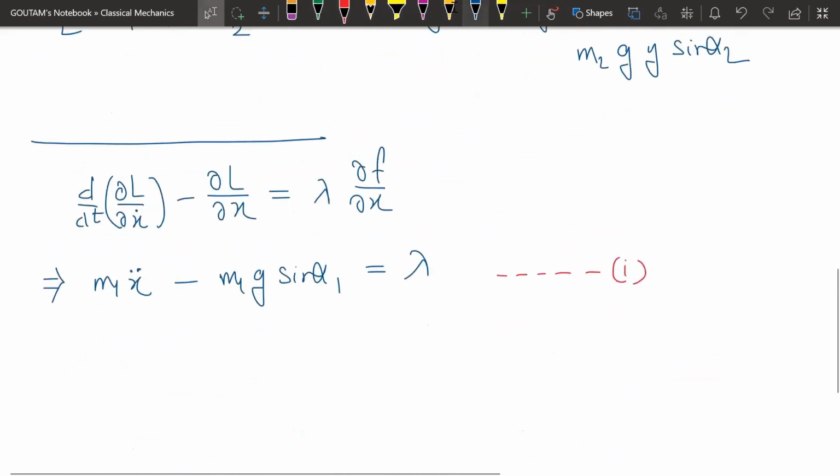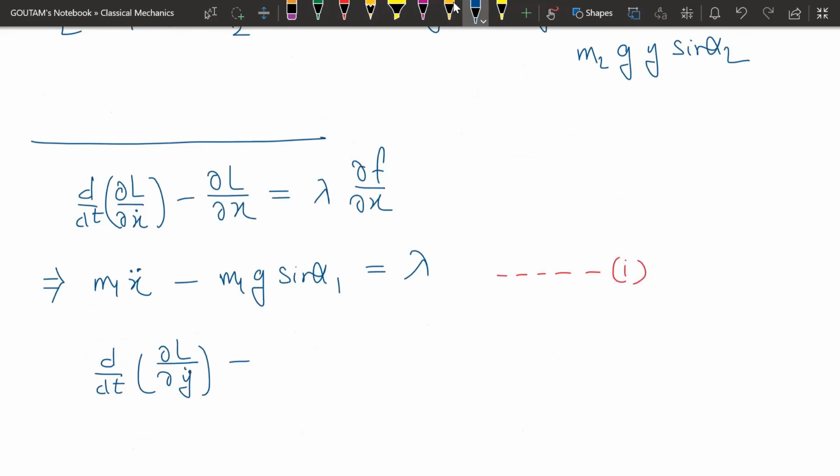And the second equation will be d/dt of del L del y dot minus del L del y equals lambda del f del y.